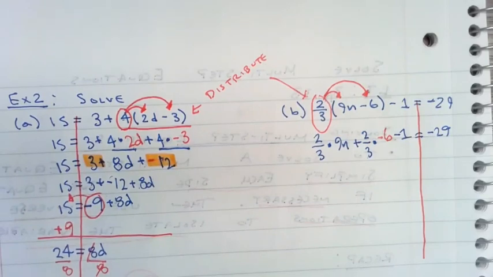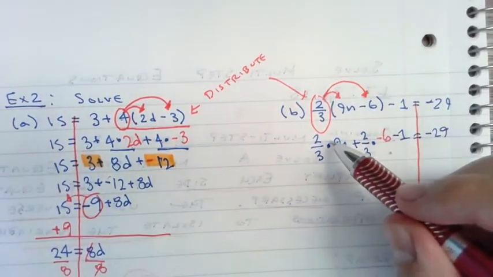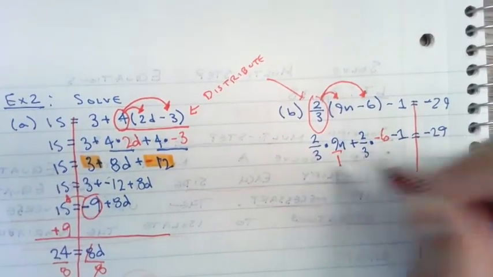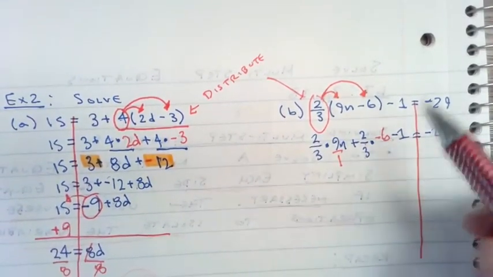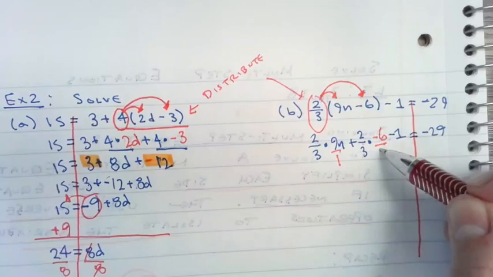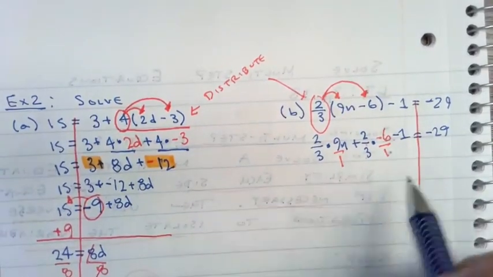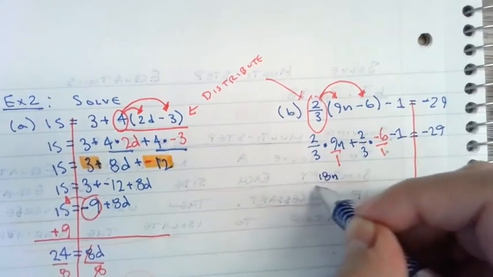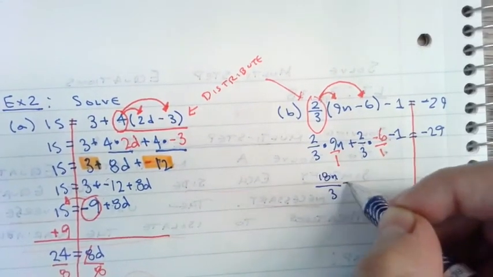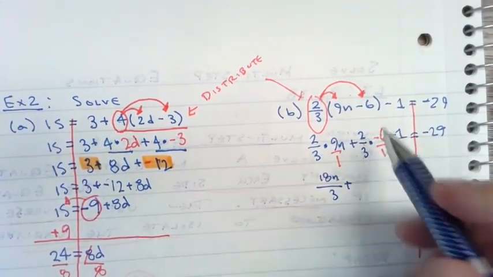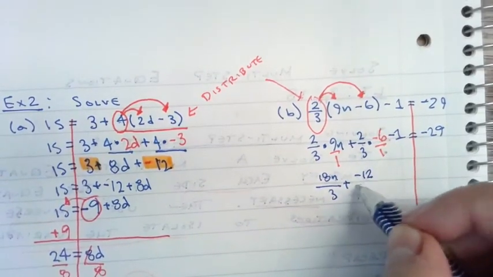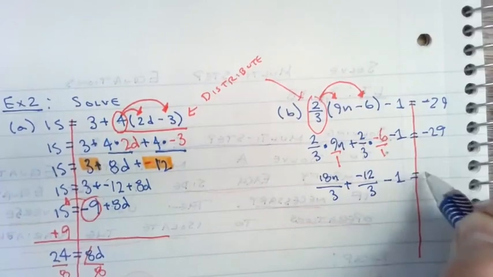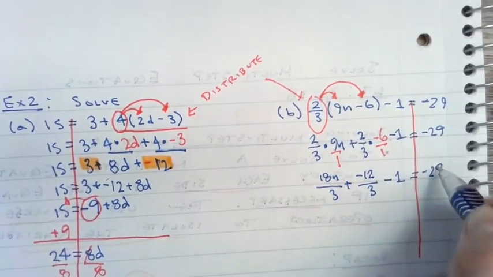Then the last step. Right here, you'll notice that 2/3 times 9n, you're multiplying these, so I'm going to put a 1 right here. You're multiplying 2/3 and negative 6, so you're going to put a 1 right there. So I'm going to multiply across. I'm going to get 2 times 9, that's 18, all over 3, plus 2 times negative 6, that is negative 12, all over 3 times 1, that is 3, minus 1 equals negative 29.